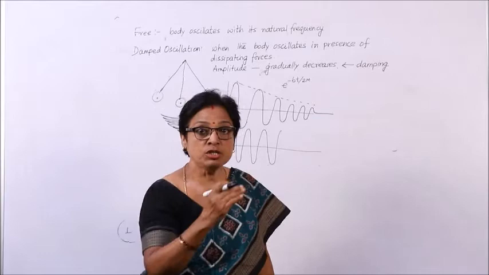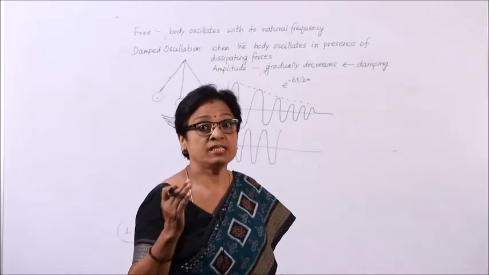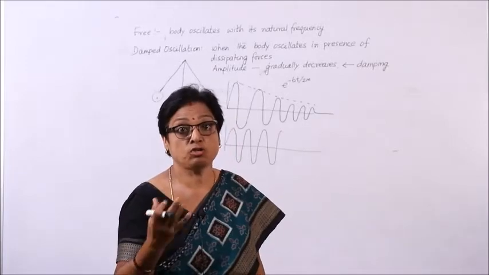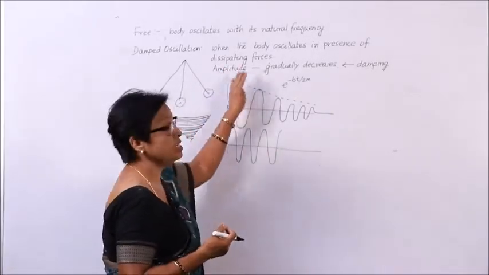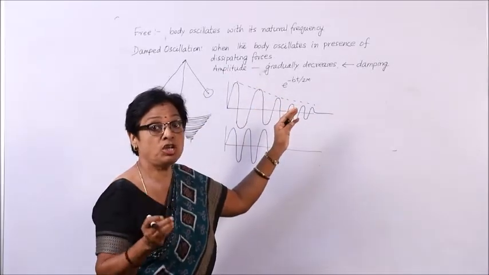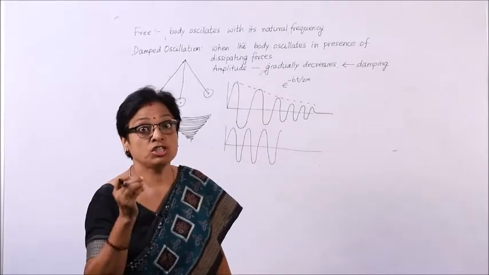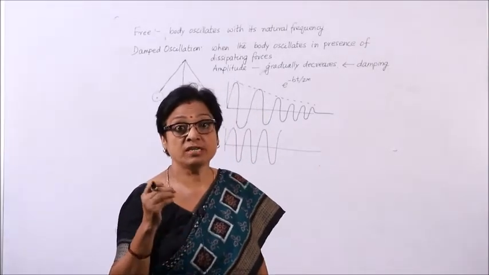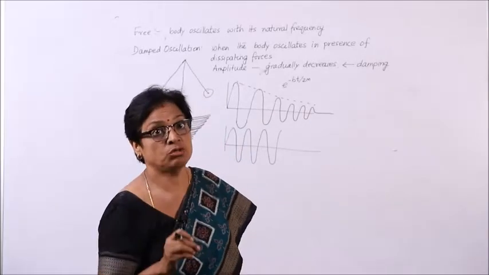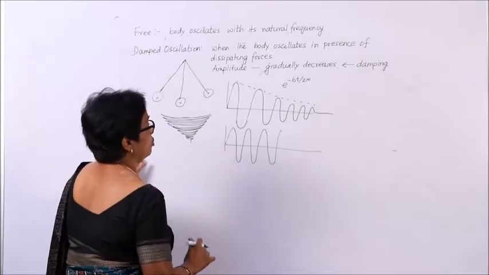So the amplitude exponentially decreases, and because there are dissipating forces, there is loss of energy. Dissipating forces means forces which cause the loss of energy, like friction in air, viscosity in the medium. All these things which cause loss of energy, we call them dissipating forces. So that is called damped oscillation.